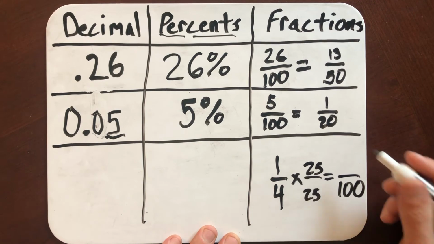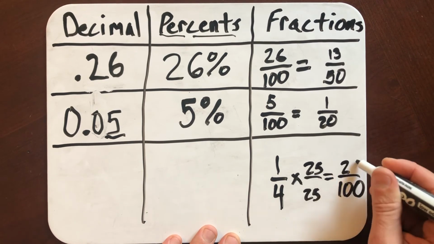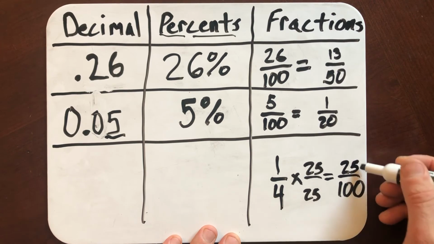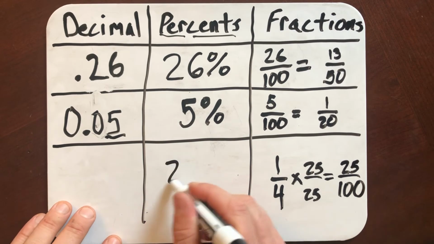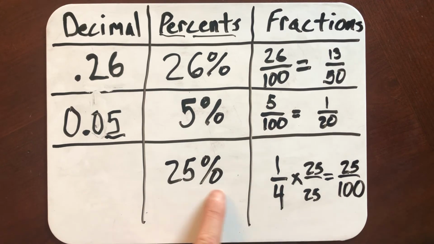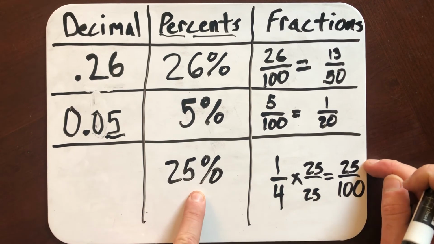So I multiply the numerator by 25. Now I have 25 hundredths. 25 out of 100, 25 per 100, 25%. Okay, they all are saying the same thing.